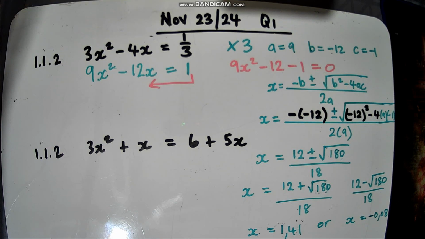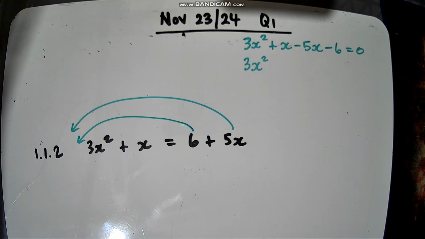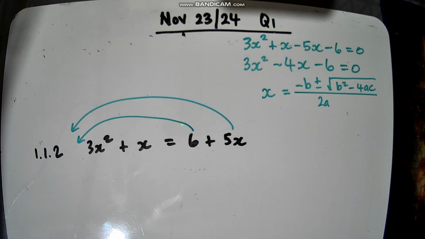Bring everything on the right hand side over to the left hand side. So bringing everything over, the plus 5x becomes minus 5x, the plus 6 becomes minus 6. Then we have like terms in the center. 1x minus 5x will give us negative 4x. So you want to write the quadratic formula first, then substitute. a will be 3, b will be minus 4, and c will be minus 6.